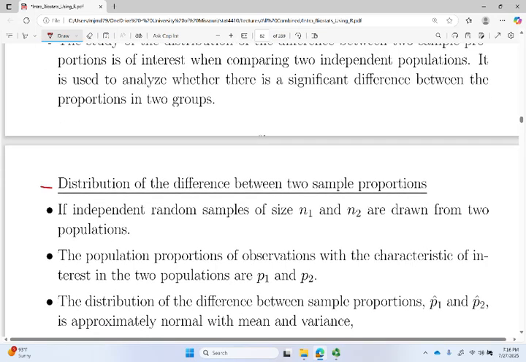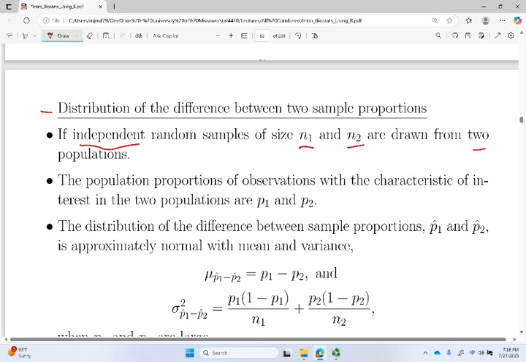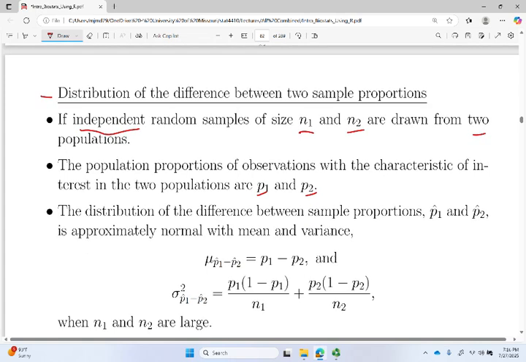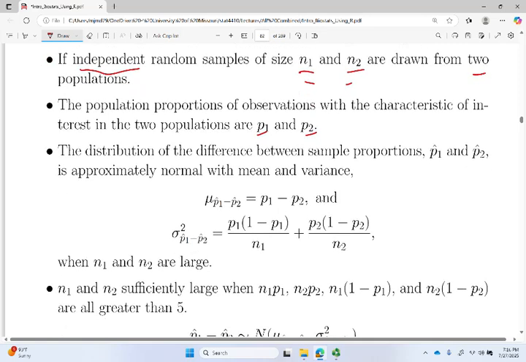First of all, let's assume that we take independent random samples, size N1 and N2, drawn from two populations. Now, we have to assume that the two population proportions are P1 and P2. Whatever they are, they're usually unknown. And we take a sample, of course, N1 and N2, and we calculate the proportions, P1 hat and P2 hat. These are estimates of the population proportions, of course. And then let's study the difference between these.